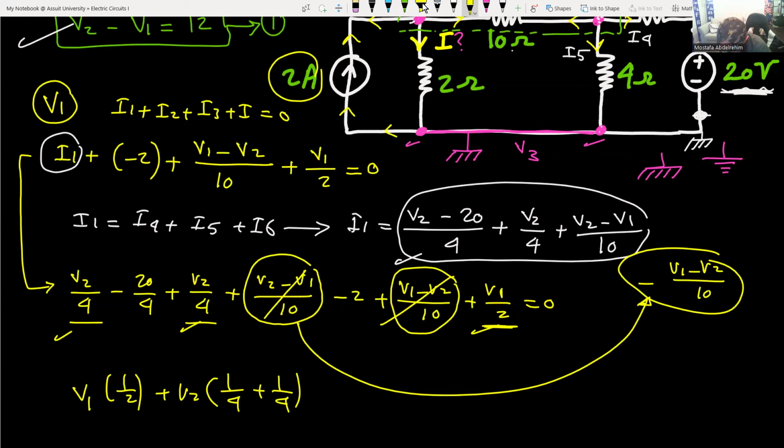Now we lift up this one and this one. Both are negatives, so they go to the other side with positive sign. So plus 20 over 4. I'm sorry, 20 over 4 is 5, minus 5 in this case. So minus 5 would go there in the right hand side as positive 5. So plus 5.